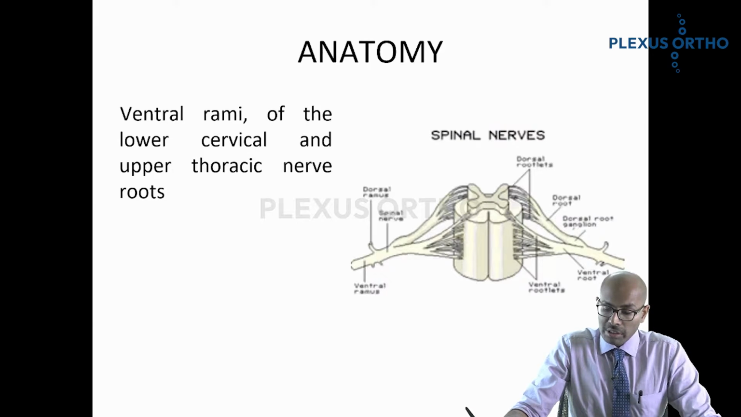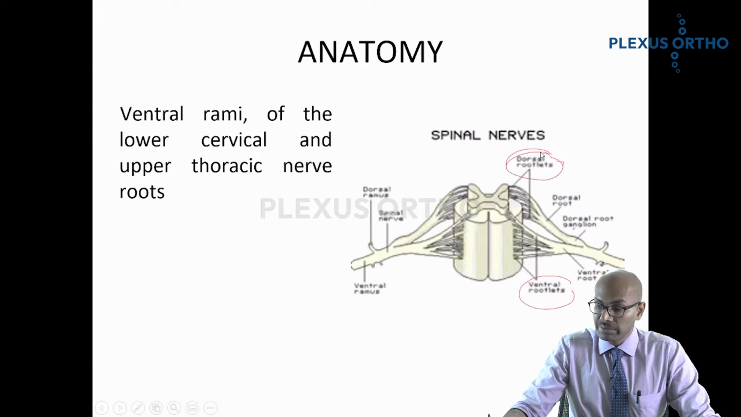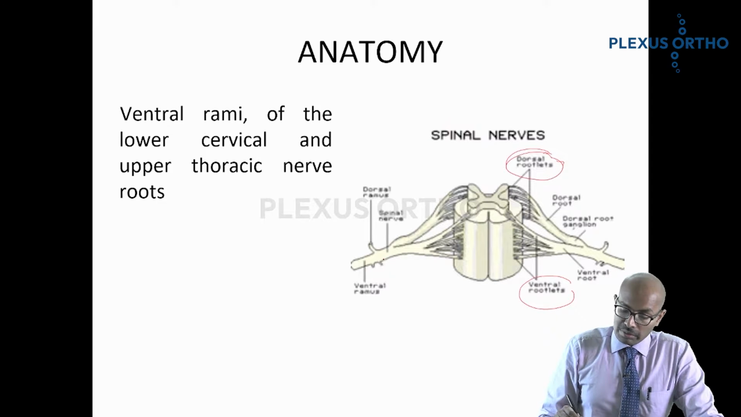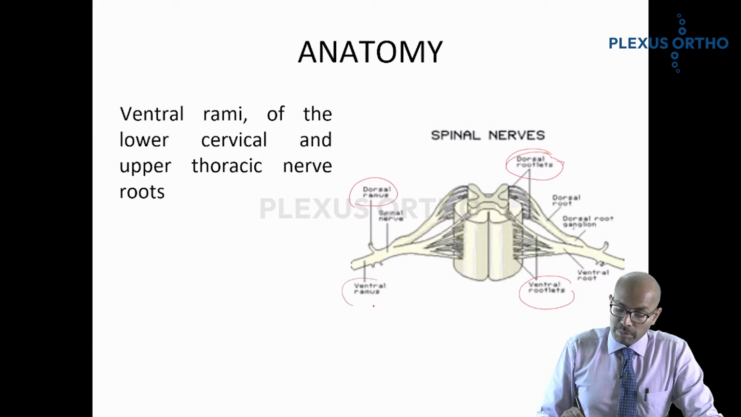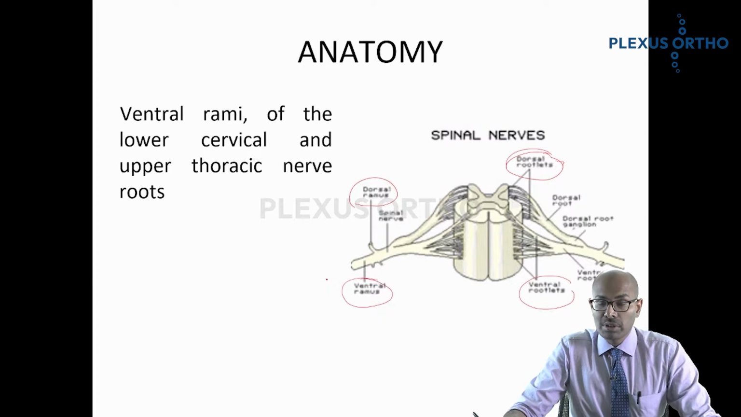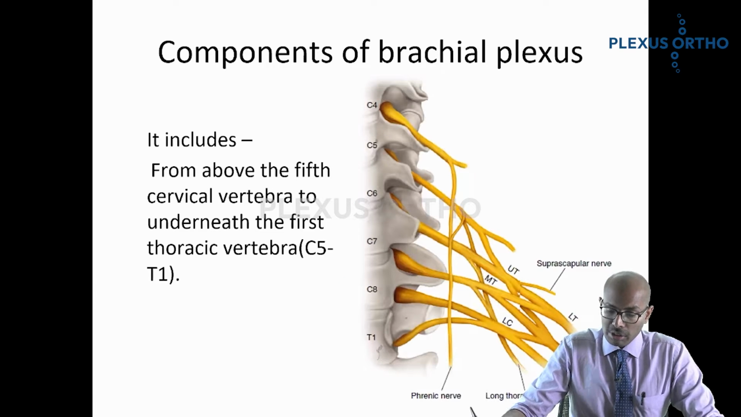So going to the anatomy, spinal nerves start from the spinal cord, from the ventral rootlets and the dorsal rootlets. The ventral and the dorsal rootlets combine to form the spinal nerve. The spinal nerve then divides into a small twig called the dorsal ramus, which goes to the posterior part of the chest and gives sensation there. The ventral ramus is the main nerve which continues as a peripheral nerve, or the brachial plexus, continues to form the brachial plexus.